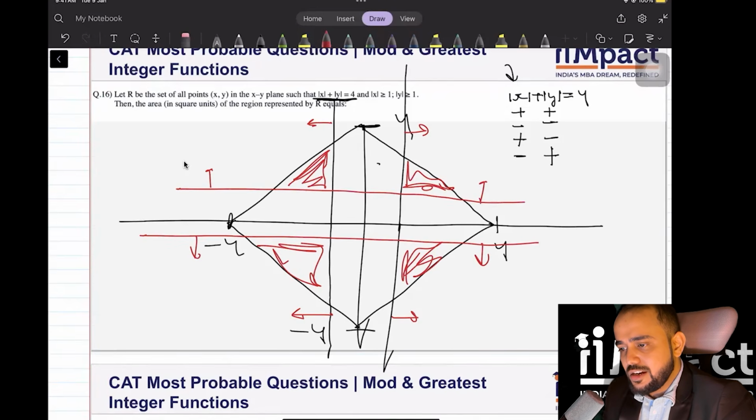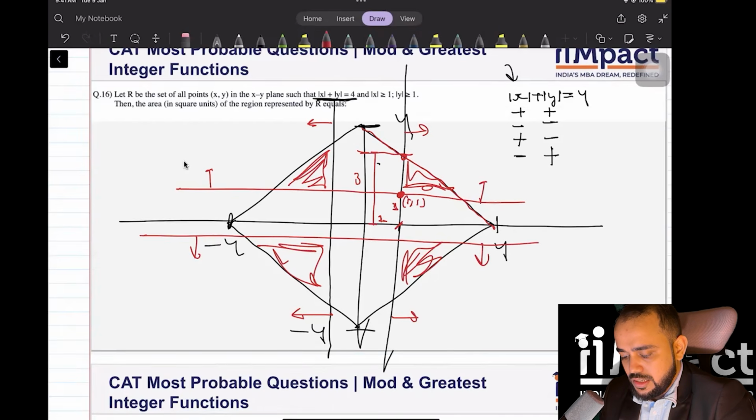One area I can find and multiply it by 4, obviously through symmetry. All four of these are symmetrical to each other, so only one area is required from me. This point is 1, this height is 1, so this point is going to be 1 comma 1. Now, obviously, because this line is x plus y is equal to 4, and x is 1 here, so this height is going to be 3. So this total height is going to be 3, right?